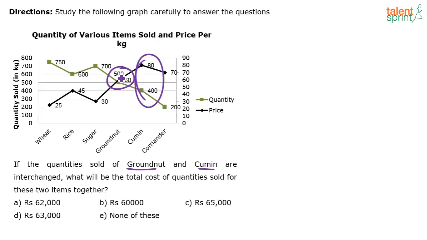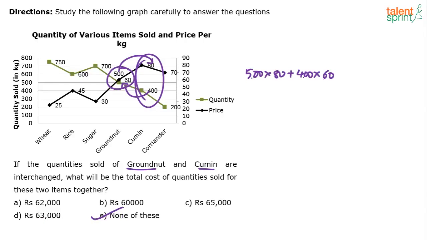It will be equal to, see, usually we will multiply 500 with 60, 400 with 80 and then add it. But this time 500 should be multiplied by 80, 400 should be multiplied by 60. Quantities are interchanged. So 500 into 80 plus 400 into 60. So this is 24,000 and this is 40,000. 64,000. Option 5, none of this.